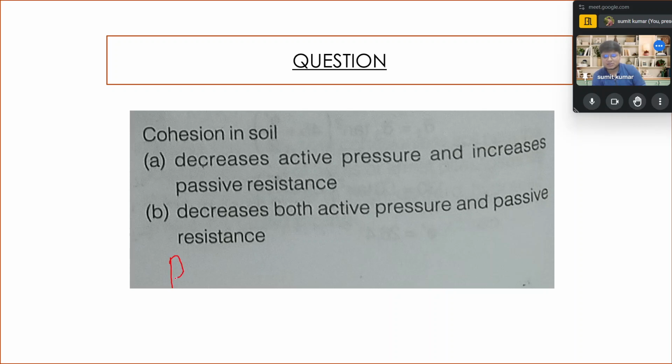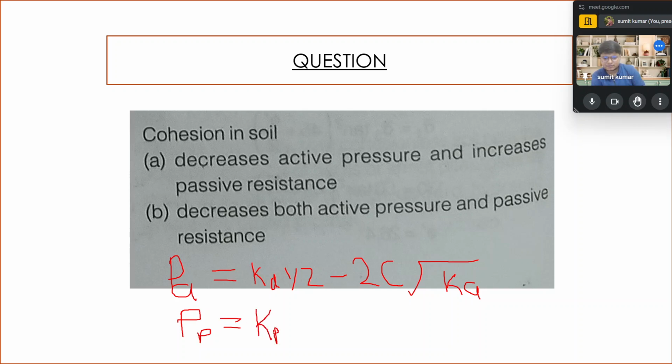As you know, the value of Pa is Ka into gamma z minus 2c root Ka. Similarly, the value for the passive earth pressure is given as Kp into gamma z plus 2c root Kp. Now read the question very carefully.